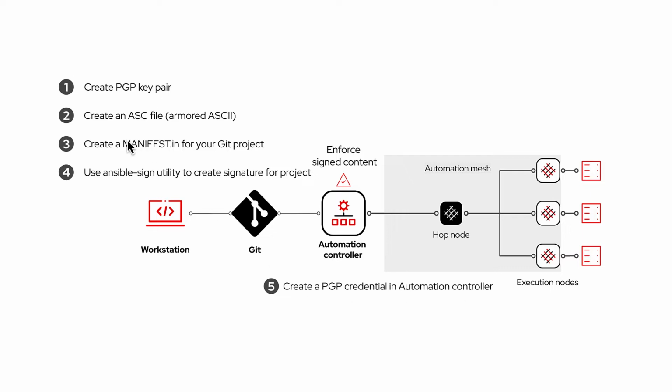So this is really simple. We're just copying this key into automation controller, and then we can sync the project. So this sixth step is just clicking a button. It's that simple. So with that, let's get started.